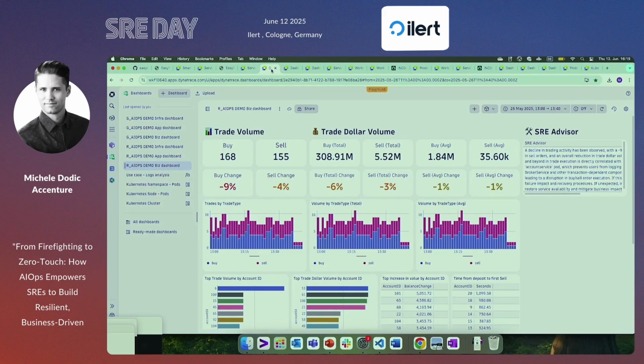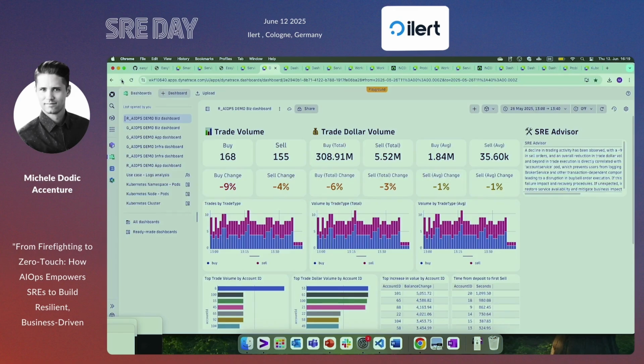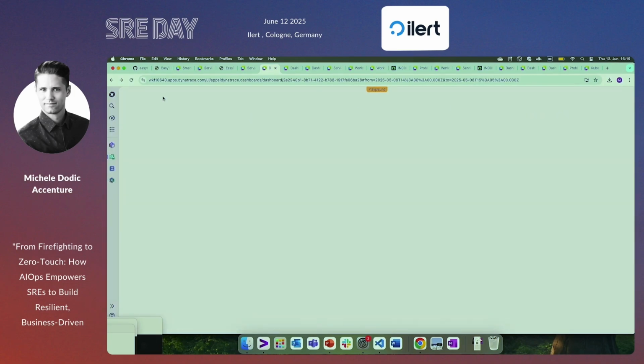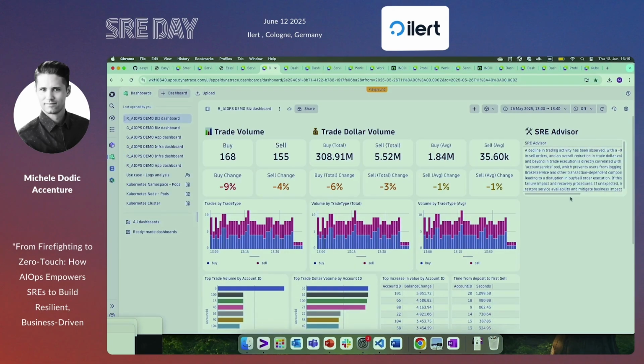What I have also implemented is a custom Gen AI advisor, which I call the SRE advisor, that gives me an explanation in natural language of what's going on. A decline in trading activity has been observed. So it explains in natural words what's actually going on, especially for non-technical people, and also gives us some post-mortem suggestions in terms of what we should do in the future to prevent it.